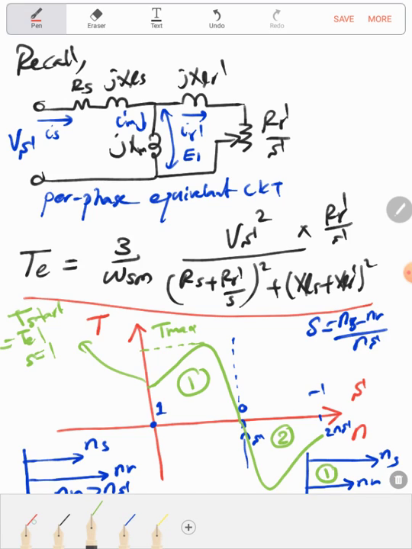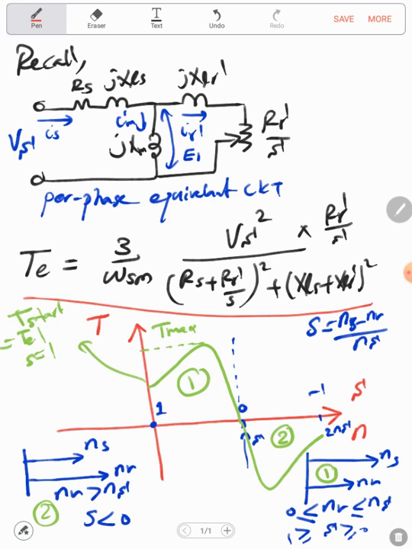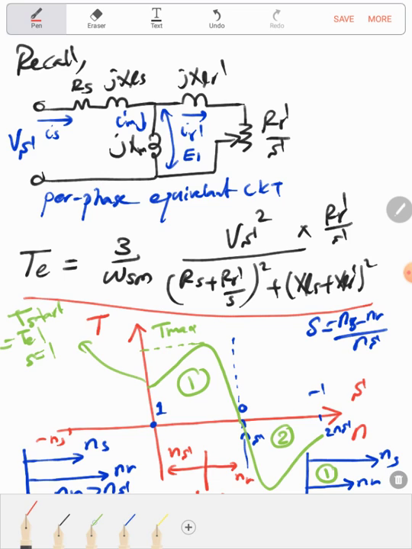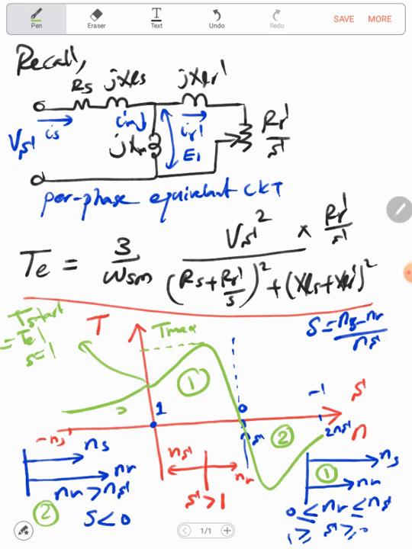Now, let's assume that for any reason we exchange any two phases of the induction machine. In this case, NR will be here, NS will be in the opposite direction, and in this case we have S greater than 1. And let's assume here we have minus NS. So simply we can plot it like this one. And this will be mode number 3, which is the braking region, or the plugging, we sometimes call it. Plugging.